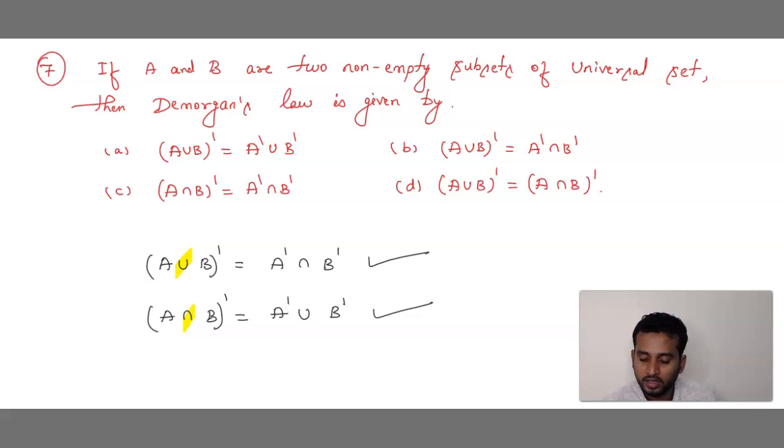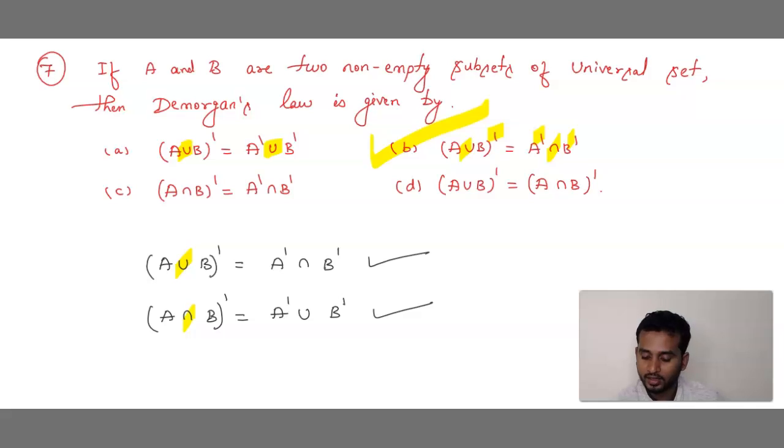Now we can see here in option A, A union B. Here what we have? Symbol union. Here also we have union. So both the sets have union, so it is wrong. Let's see option B. Here we have union, here we have intersection. Yes, it is correct. Here whole transpose and here individual transpose. Yes, so option B is the correct answer.